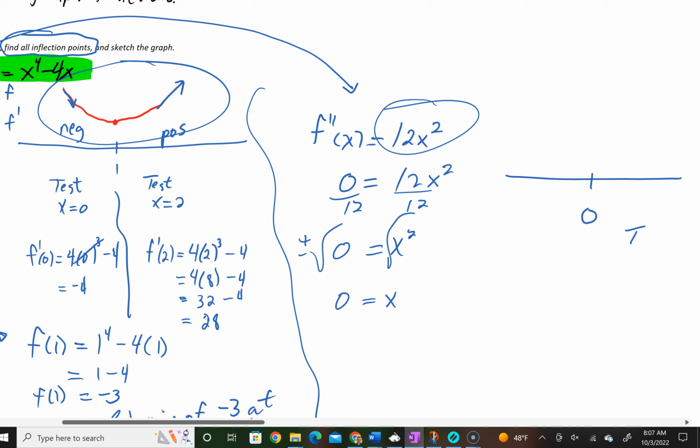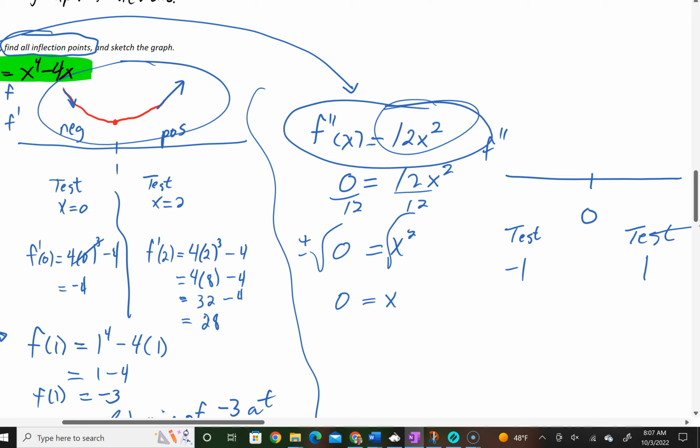But this right here, you could say, well, what are we doing? Well, you could just say we're testing for inflection points. 0 is a candidate for being an inflection point, an x-coordinate. So I'm going to real quickly test some values around 0. And of course, we're going to test that into the second derivative.